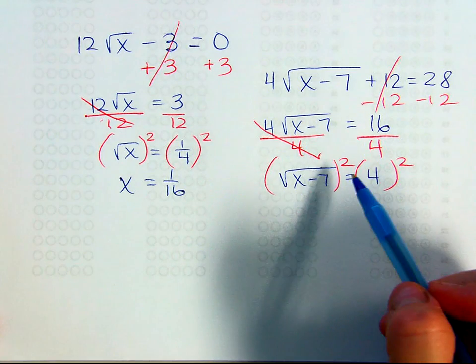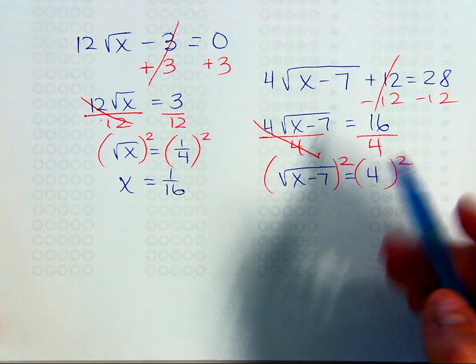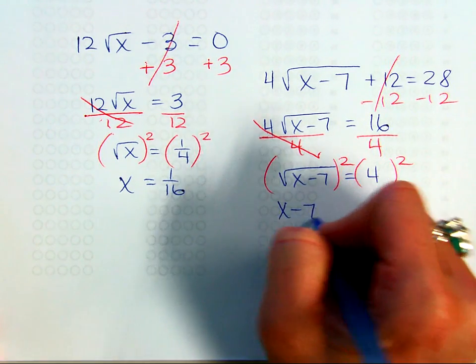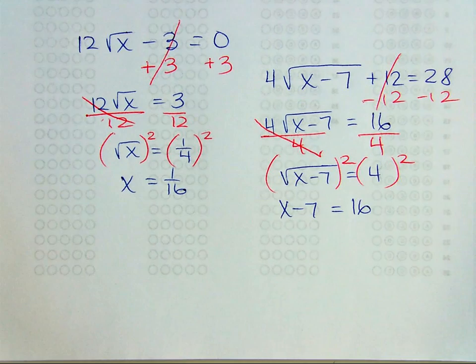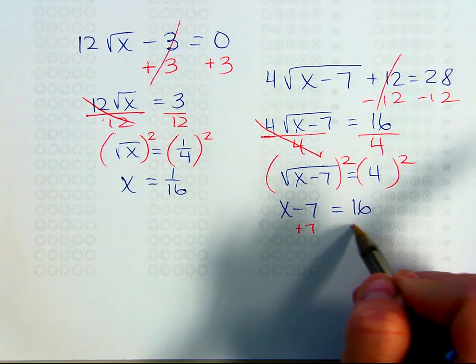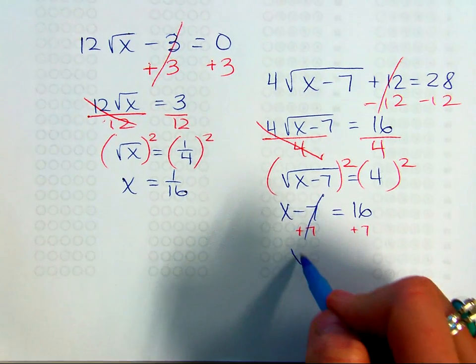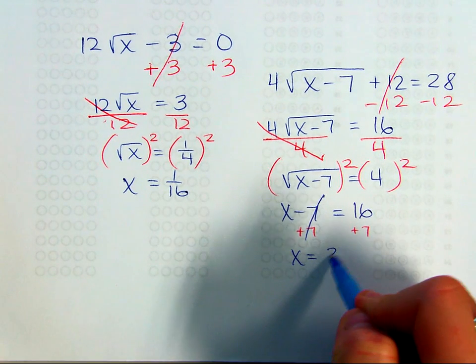The square root of x minus 7 squared is just x minus 7. 4 squared is 16, and then we'll go all the way back to 5th grade or 6th grade where we have a one-step baby addition or subtraction equation, right? So now that everything's free of radicals, you just solve for x by adding 7, and x is 23. Okay.